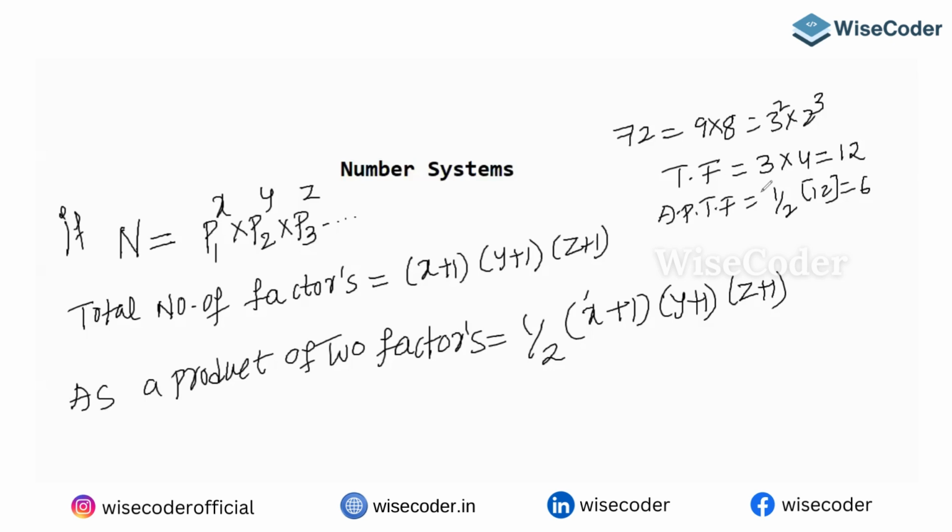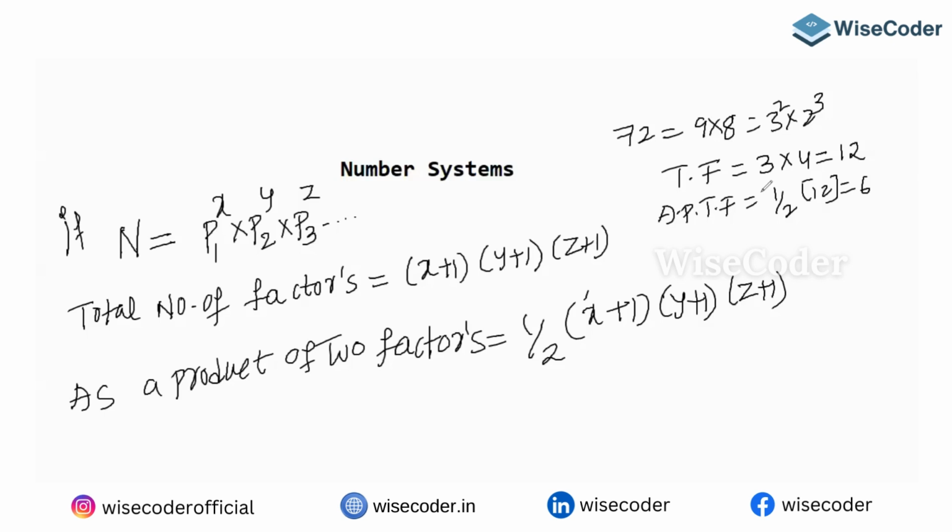Okay, total number of factors. This is how the number of factors will come into the picture. Okay, we'll move on to the next variety.